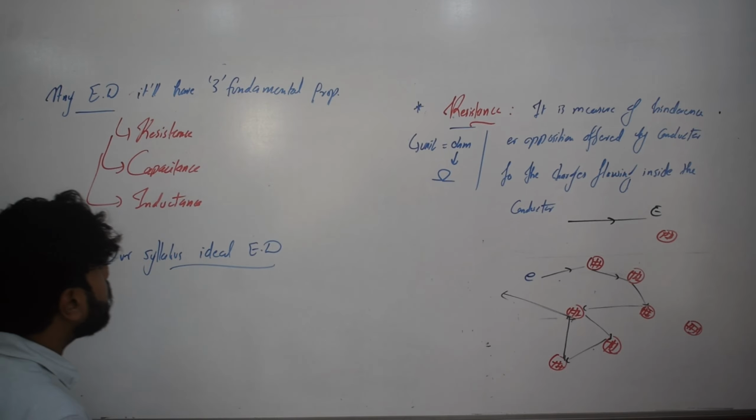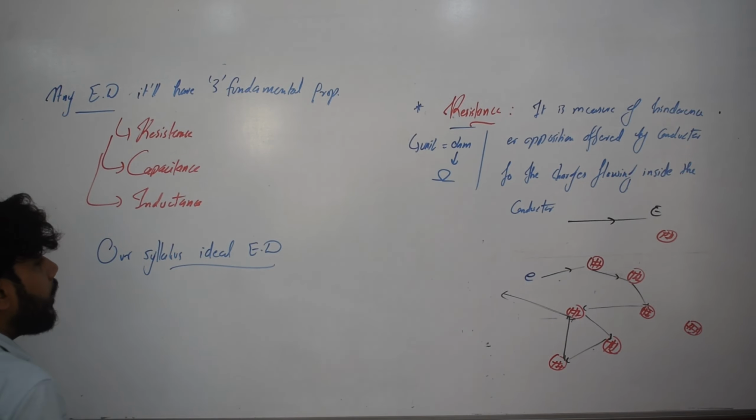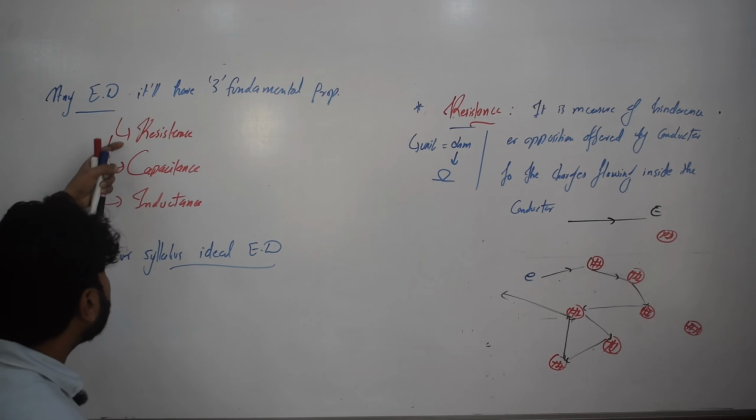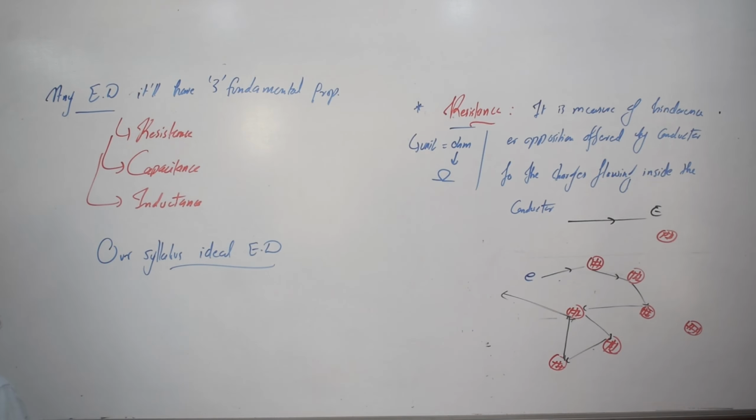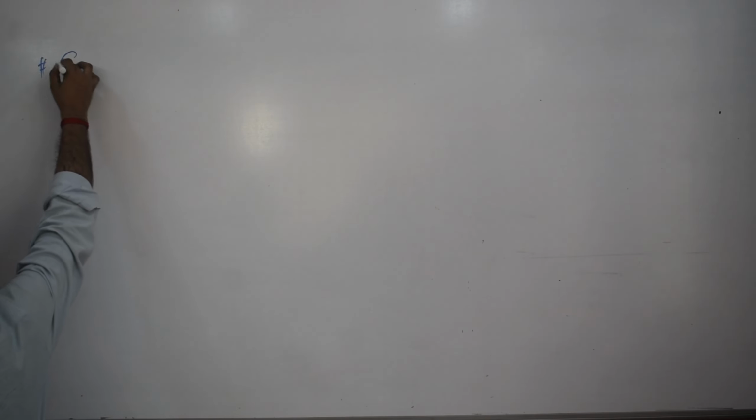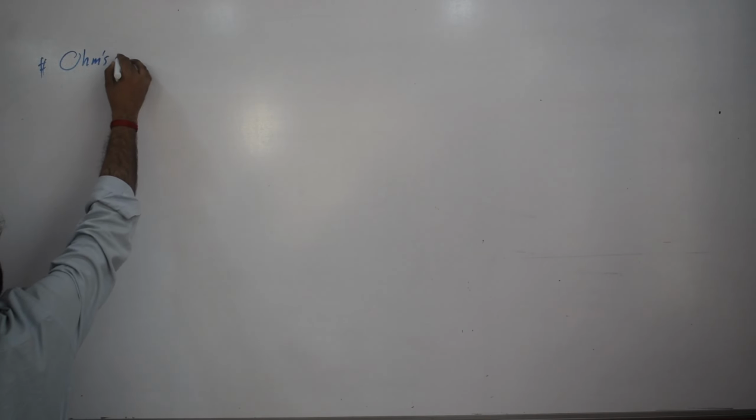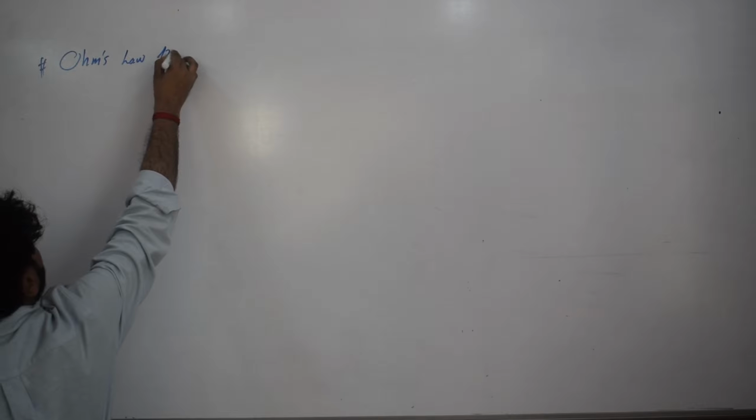So in our syllabus we will only study ideal electrical devices, where if it is resistive then it will only have resistance, if it is a capacitor then it will only have capacitance, and if it is an inductor then it will have only inductance. Now we are talking about the proof of Ohm's law.